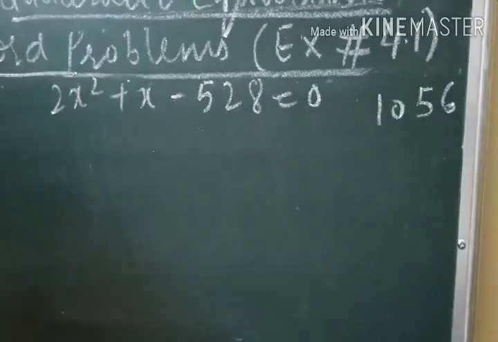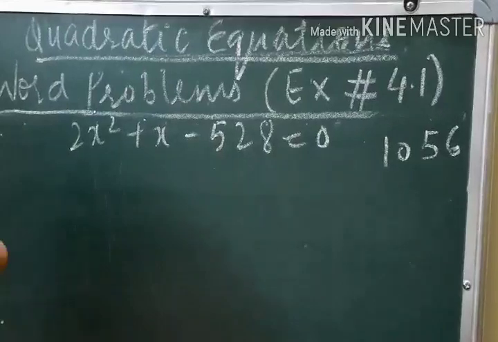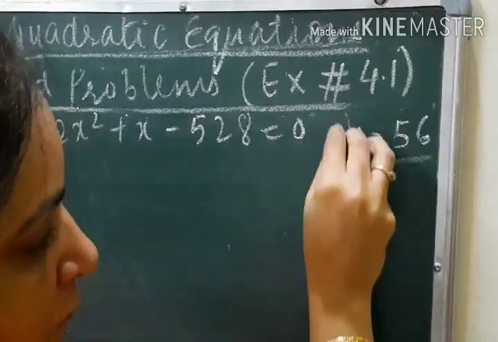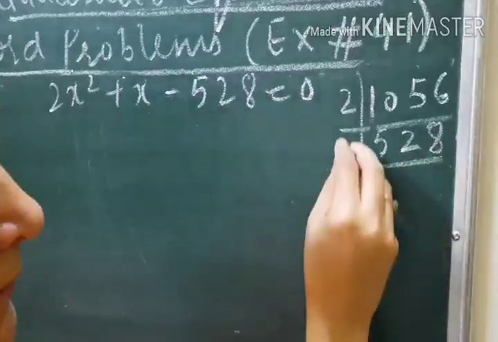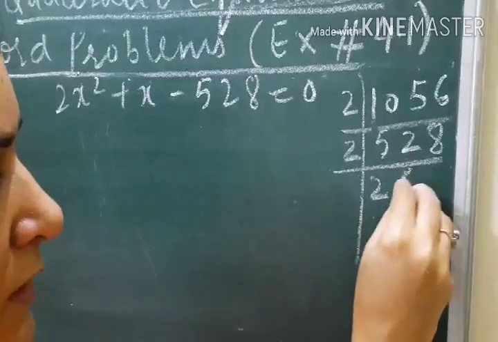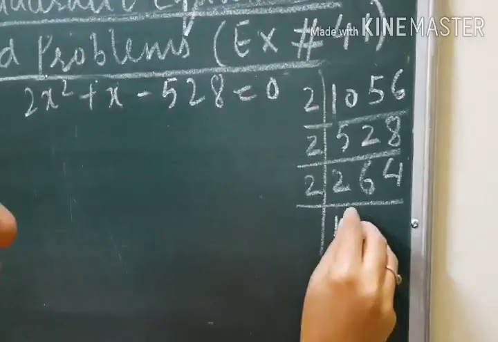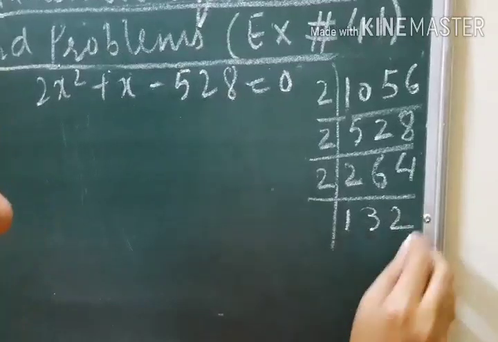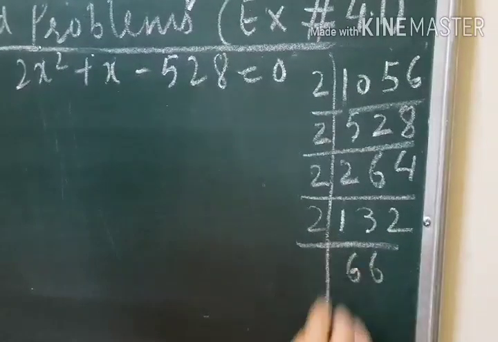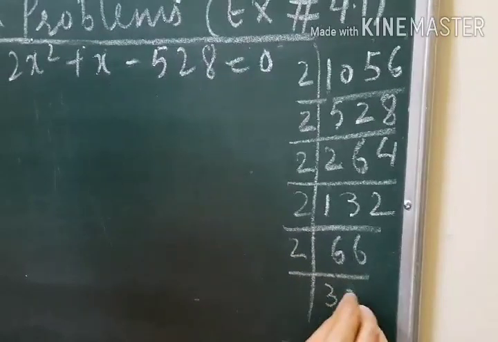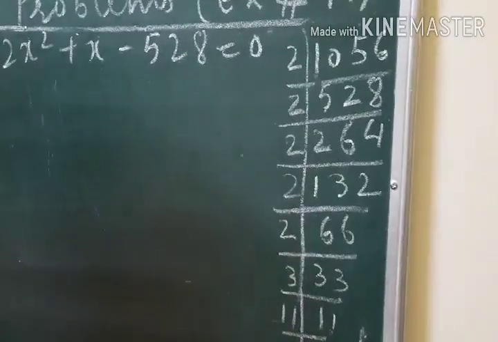So when you multiply, you get 1056. Now to find the two factors whose difference gives you 1, what will you do? We will just do the prime factorization of it. 2 5s are 10, 2 2s are 4, 2 8s are 16. Then 2 2s are 4, 2 6s are 12, 2 4s are 8. Then 2 1s are 2, 2 3s are 6, 2 2s are 4. Then again 2 6s are 12, 12 is left. Again 2 3s are 6, 3 11s are 33, and 11 1s are 11.